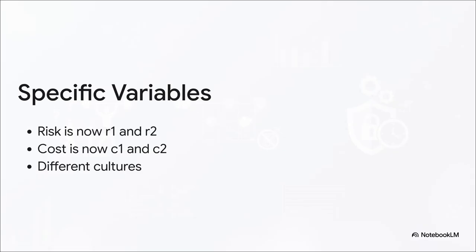To make the math actually reflect reality, the model needs an update. The risk and cost variables can't be universal anymore. They have to become player-specific. Player 1 has their own risk and cost, R1 and C1. Player 2 has R2 and C2. We are essentially breaking the symmetry of the original game to ask a much better question.